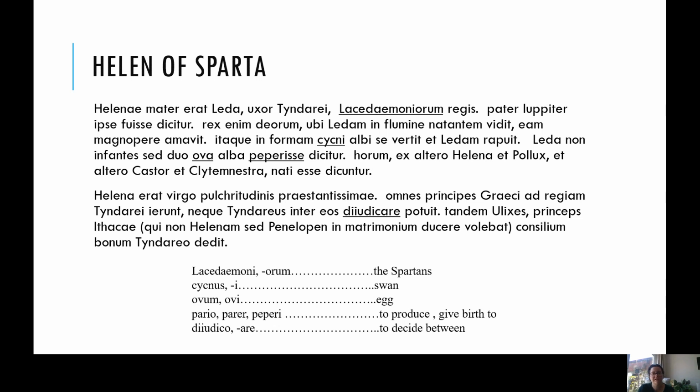So here's your little text. It's the beginning of a story about Helen of Sparta, perhaps more commonly known as Helen of Troy. So pause here, have a go at translating that, and come back when you have got your translation to check.